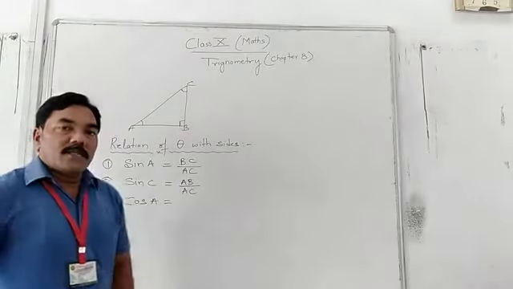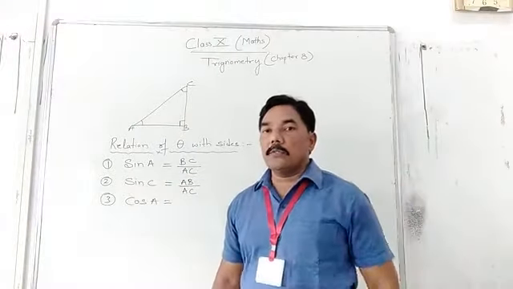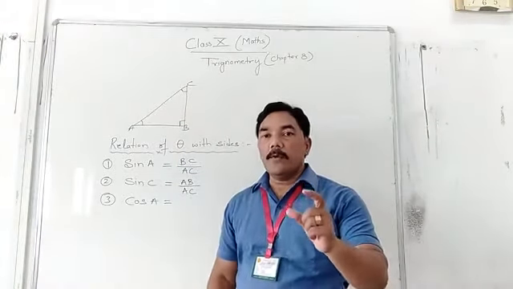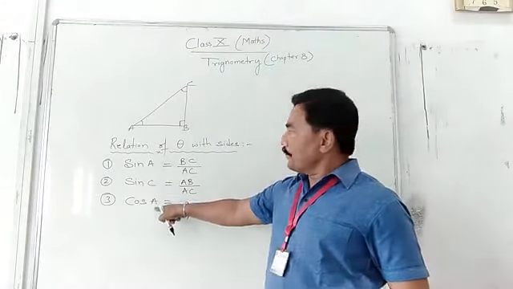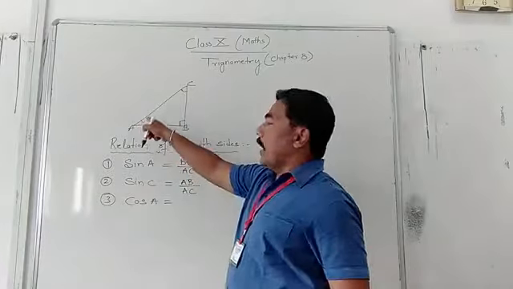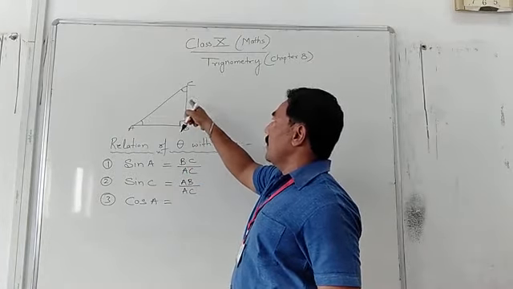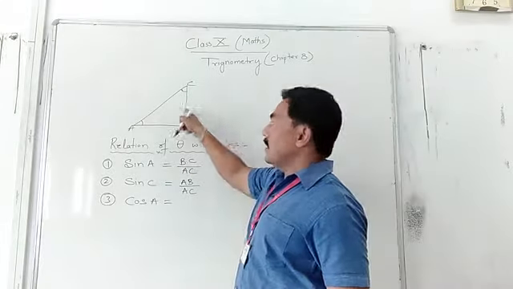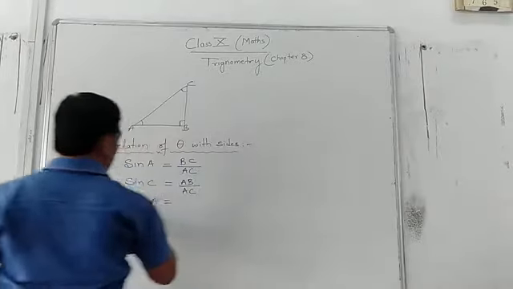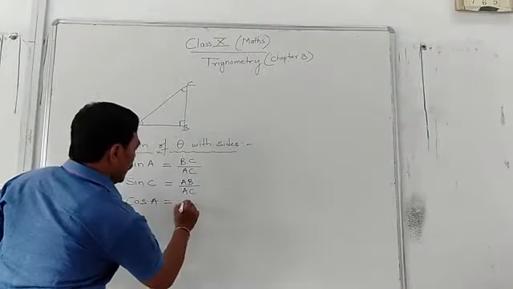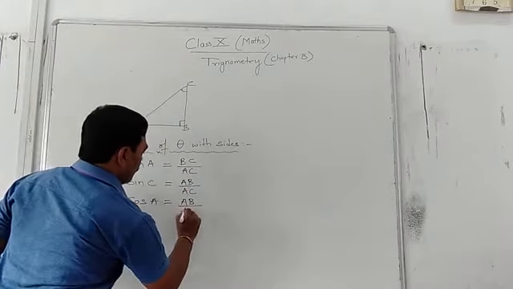Now the third one, cos A. What do you mean by cos? Cos means base upon hypotenuse. A is theta, the angle. The side opposite to angle A is the perpendicular, so AB is the base. So cos A is equal to the base AB upon the hypotenuse AC.